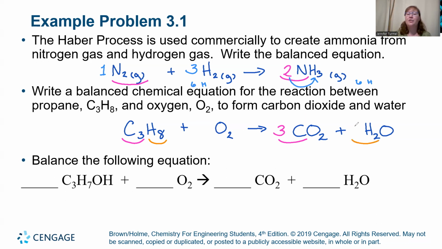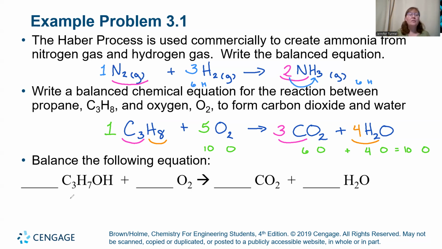And with that H2, I'm going to put a 4 here because 4 times 2 is 8. Now I have 4 oxygens right here and 3 times 2, or 6, oxygens here. That means I have to have 10 oxygen atoms. So if I have to have 10 oxygen atoms here, I'll put a 5 in front of my O2, and I can place a 1 there just for clarity.